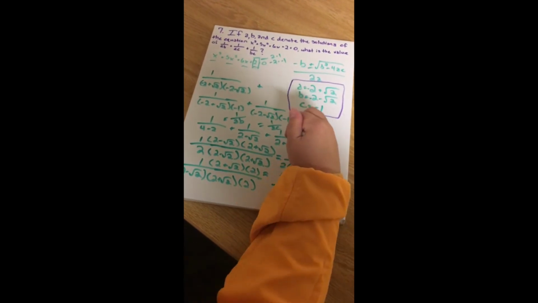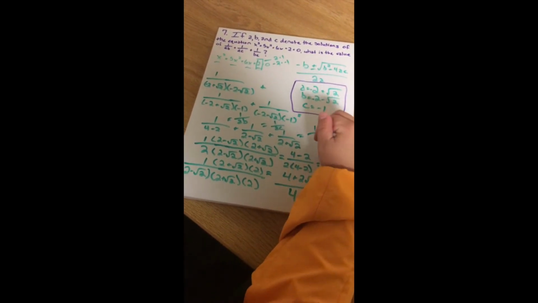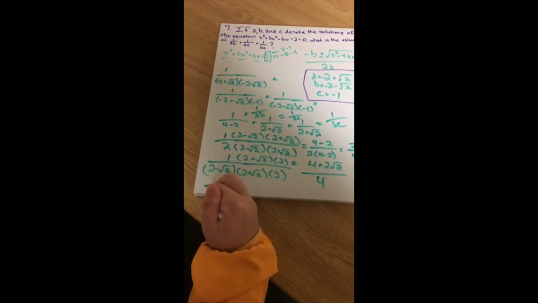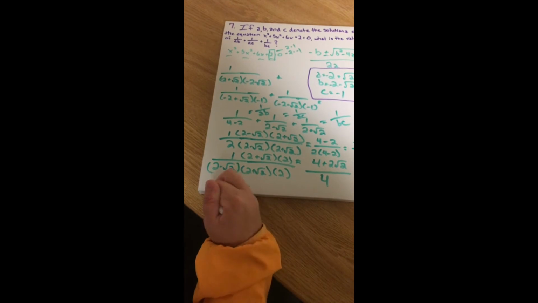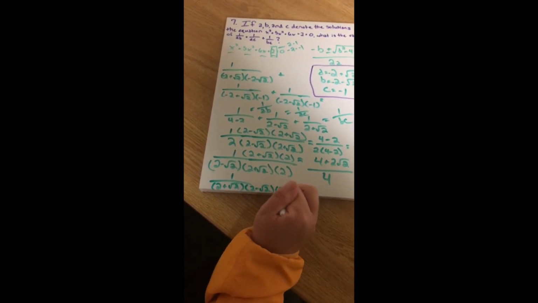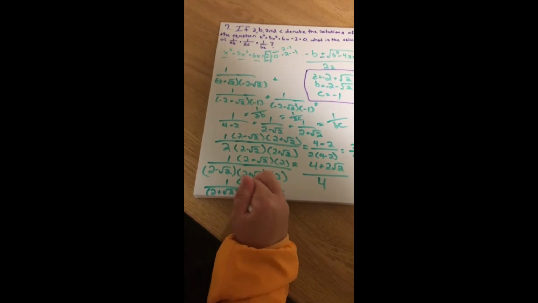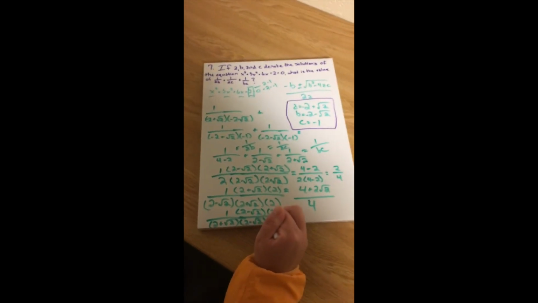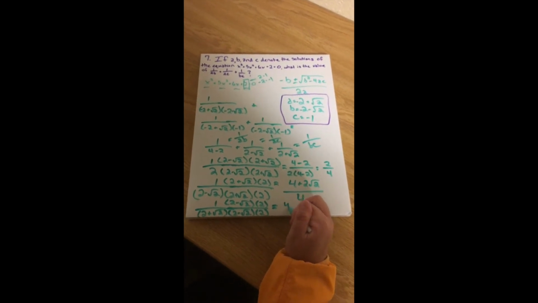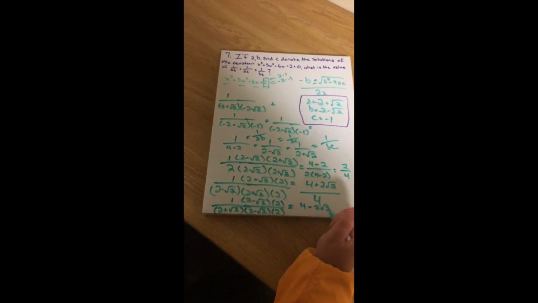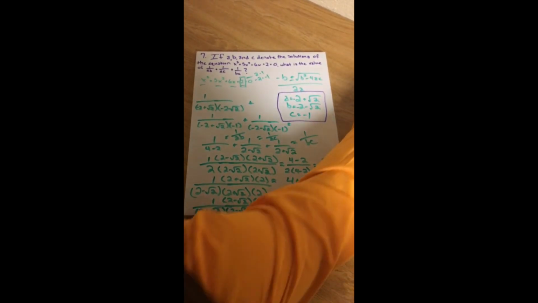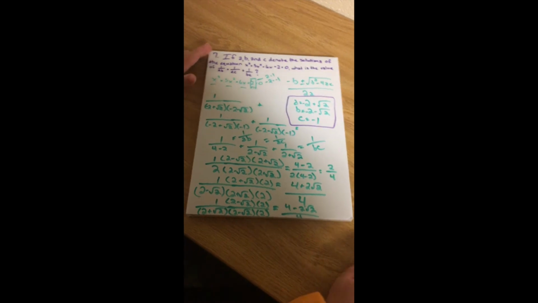And then for 1 over b times c, you have already 1 over 2 plus root 2. And you multiply by 2 minus root 2 and 2. And you get 4 minus 2 root 2 over 4. So now we have to add all of these together.